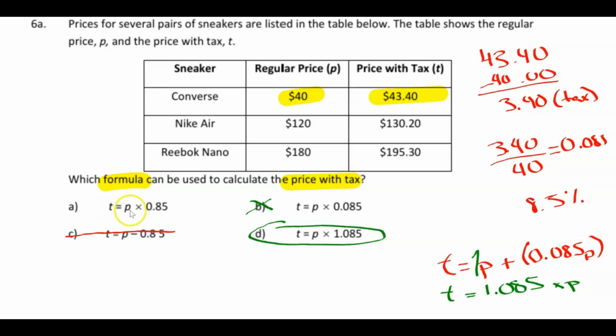It would not be P times 0.85 because that would be 85% of the original price. So that's why we end up with choice D.